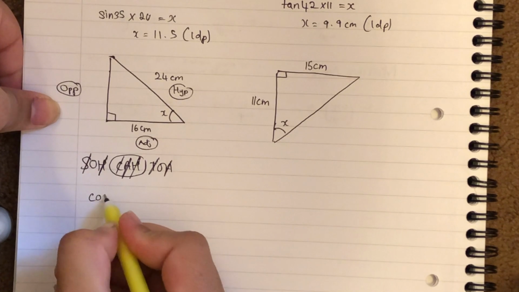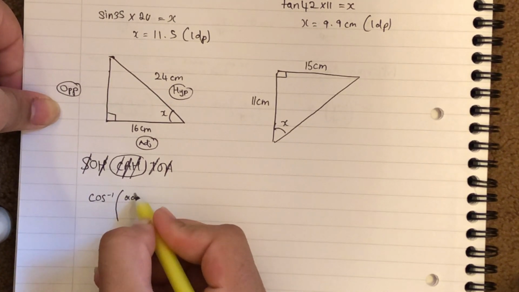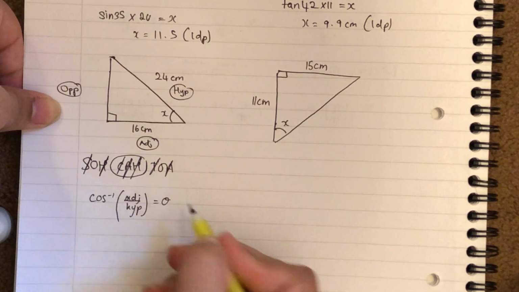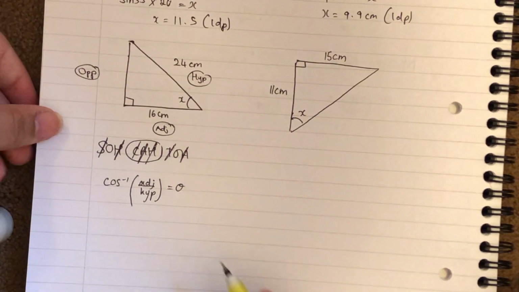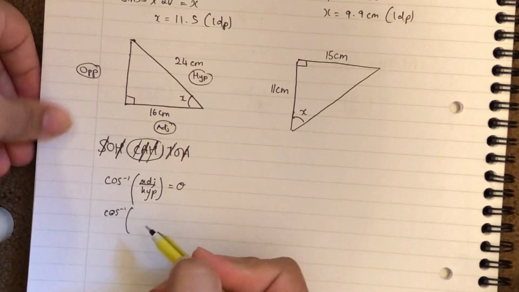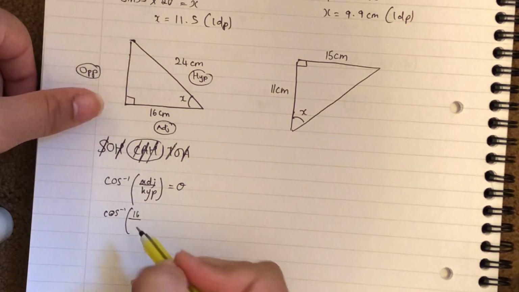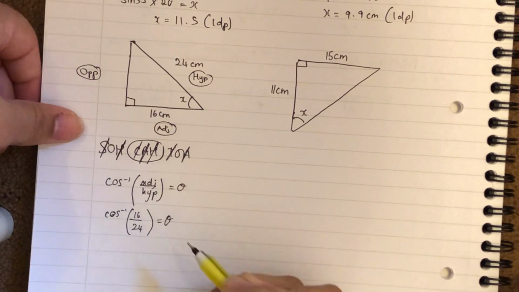It's cos⁻¹ bracket adjacent over hypotenuse is equal to theta, which is going to be my angle. Okay, now I'm going to fill in my blanks. Cos⁻¹, my adjacent is 16, so 16 divided by, my hypotenuse is 24, so divided by 24 is going to be equal to my missing angle.